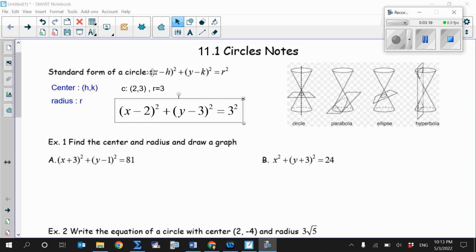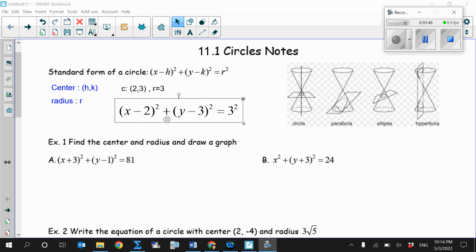We're going to write x minus h, which is 2. That will be (x minus 2) squared plus (y minus k). And the k is 3 in this case. So it will be (y minus 3) squared equals r squared, which is 3 to the power of 2. So this will be the equation of this circle.